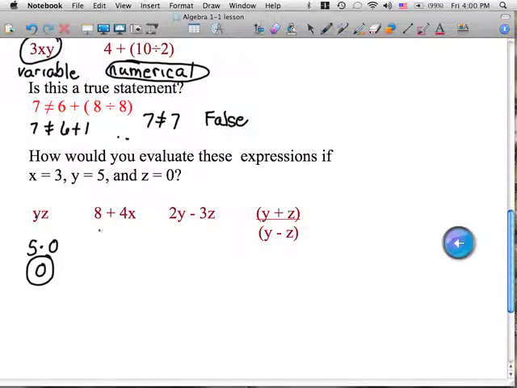Second expression has 8 plus 4 times x, and x is 3. So 4 times 3, we do multiplication first in order of operations, so that'd be 8 plus 12, which is 20.